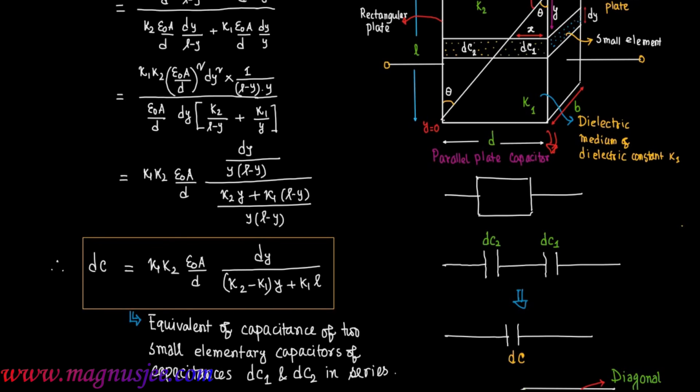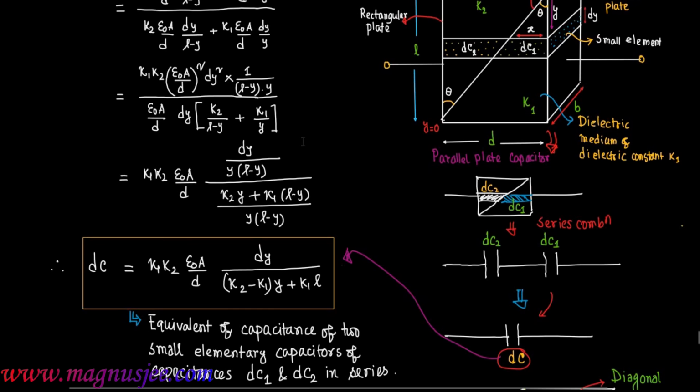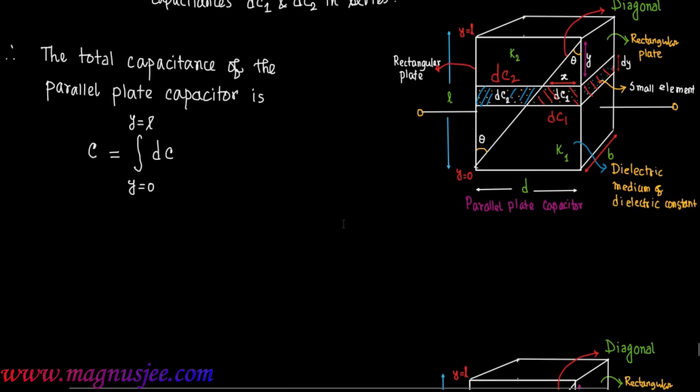This is a parallel plate capacitor. The gap between the two plates is filled with two dielectrics diagonally, and dC2 is the capacitance of the elementary portion of dielectric constant K2, and dC1 is the capacitance of the elementary portion of dielectric constant K1. dC2 and dC1 appear to be connected in series combination, and the equivalent capacitance of this series combination is dC.